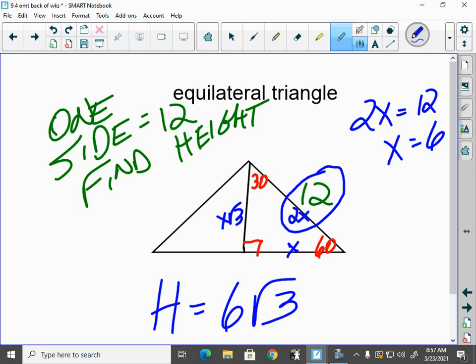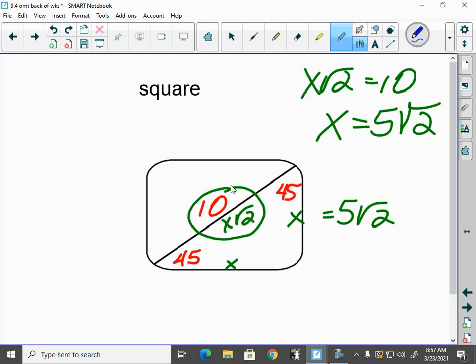How do you know if you're supposed to be like a 45 or? The only time it's a 30, 60, 90 is when it's an equilateral triangle. And the only time that it's a 45, 45, 90 is when it's a square. Always. I'll say it on the quiz. It'll say what it is.